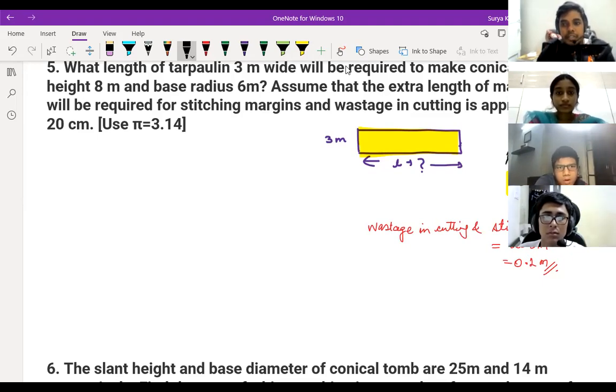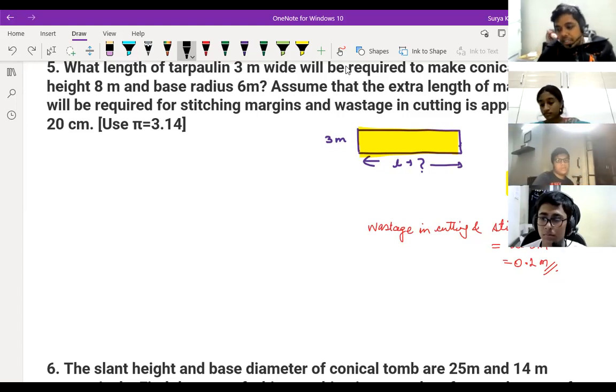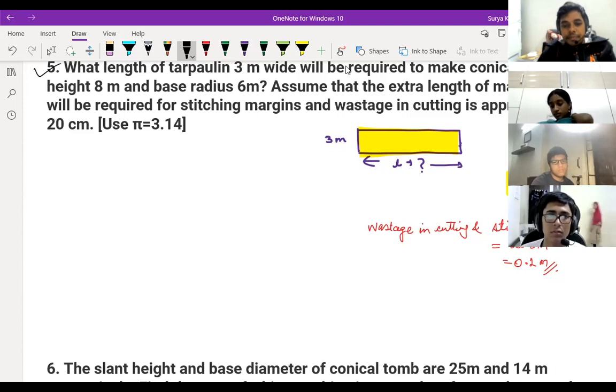Sir, some students are having internet issues. What is this question, sir? Which exercise? You can see the screen. Is it the same exercise as yesterday? Yes, 13.3.